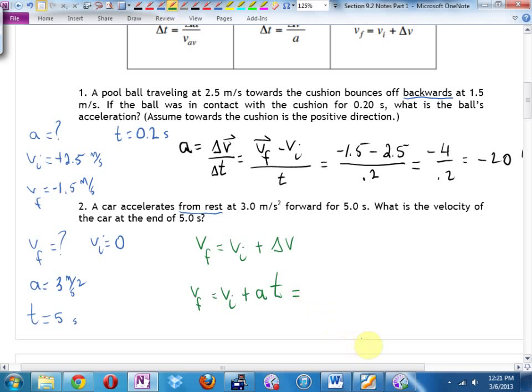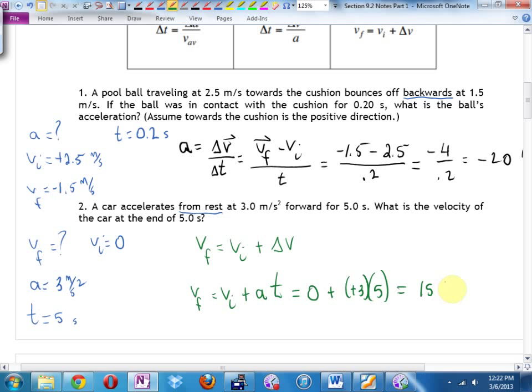What was V initial? 0 plus. What was A? Positive 3 plus. What was T? 5. No calculator necessary. In your head, what's 0 plus 3 times 5? What's 3 times 5? 15. Plus 0 in your head? Units. 15 what?